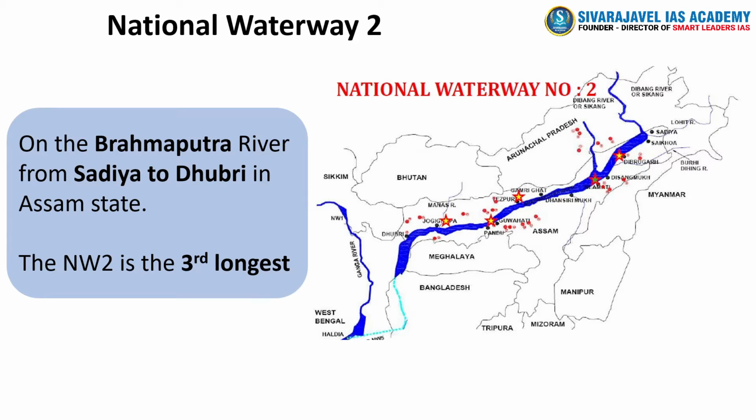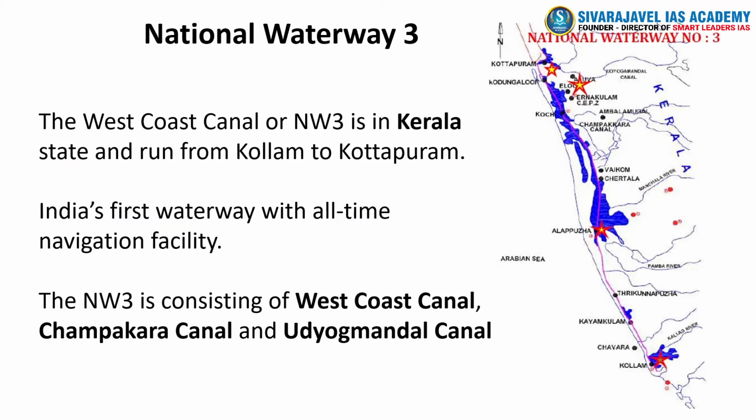National Waterway 2 is on the Brahmaputra river, and it moves from Sadia to Dhubri. It is in Assam, and it is the 3rd longest. So the second national waterway, that is the Brahmaputra waterway, is the 3rd longest. And National Waterway 3 is completely in Kerala alone, and it is from Kollam to Kottapuram.